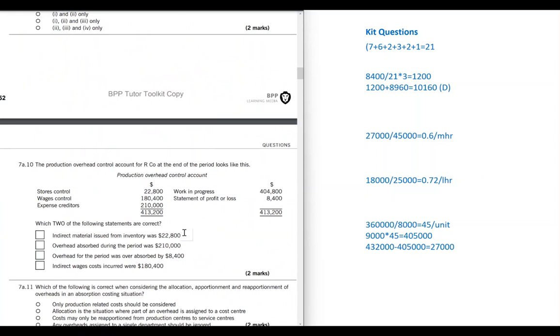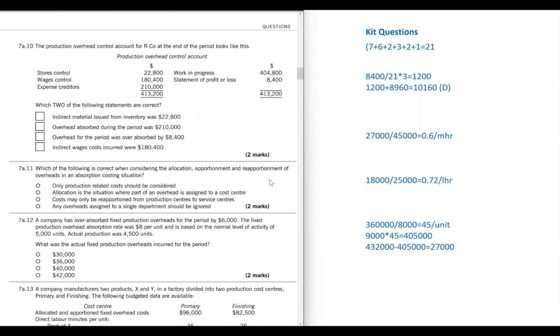Okay, this type of question, T account question, I recommend looking at process costing. They will be covered there. There isn't anything difficult about it, but all of them as one will be covered there.